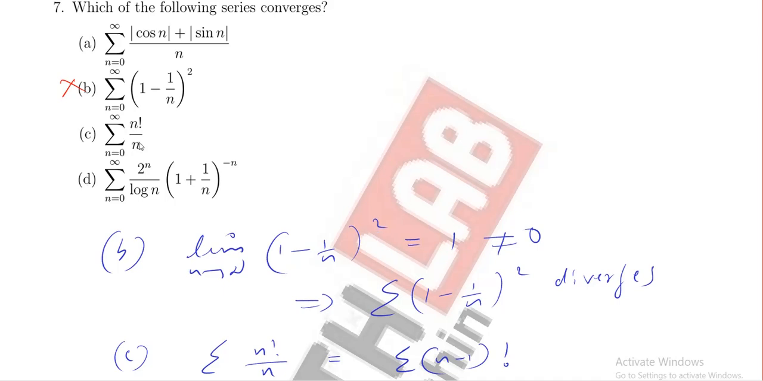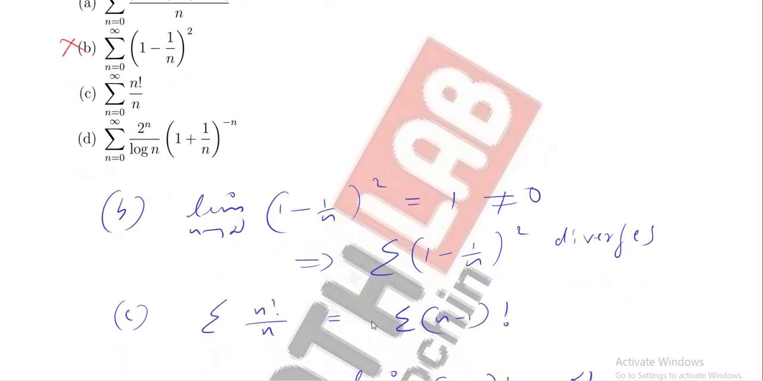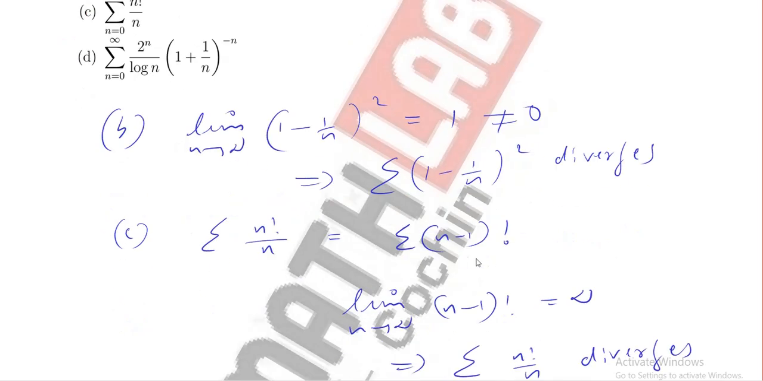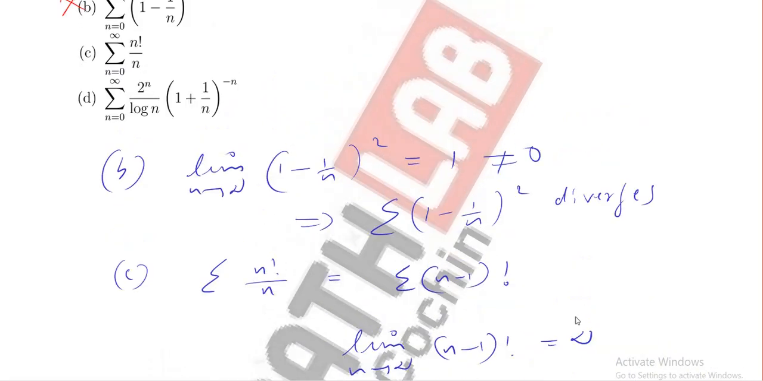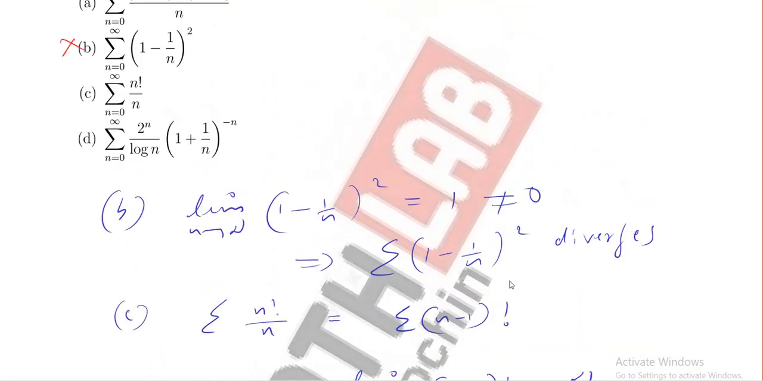And similarly, the third one, n factorial by n, that is also n factorial by n means sigma n minus 1 factorial. There again, when you take the limit as n tends to infinity, n minus 1 factorial goes to infinity. So that's not equal to 0. So the nth term diverges. So definitely the series diverges. So C is not the option.